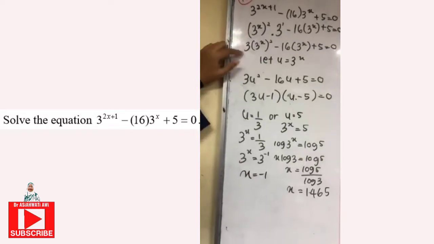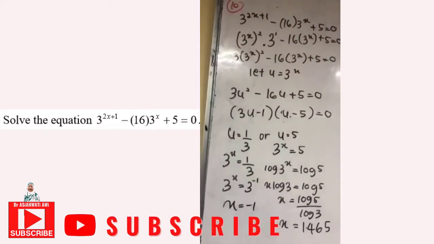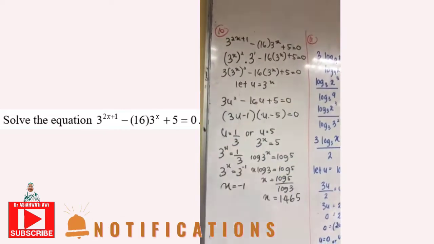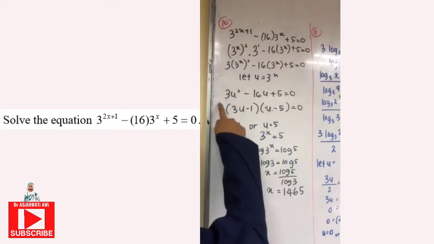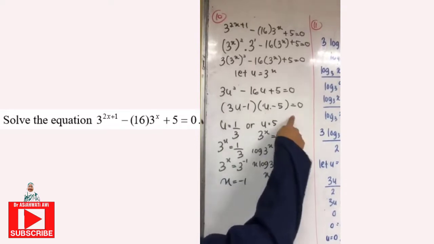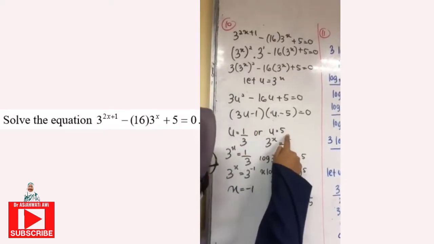Okay, then this one 3 power x, kita let u equal to 3 power x. So jadi macam ni. Then kita factorkan dia. It is a quadratic form. Then kita factorkan, kita dapat u equal to 1 over 3 or u equal to 5.